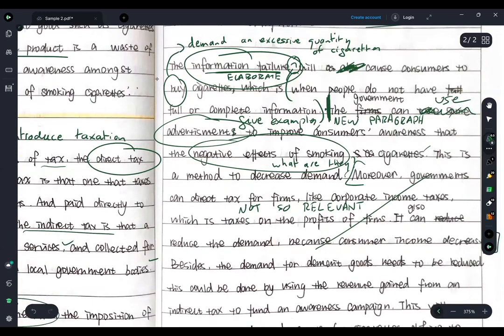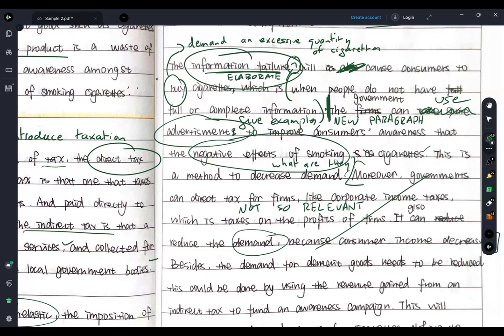I thought the student was going to talk about income tax for consumers, but that's not even the case. It's like corporate tax for businesses. So, okay, this might reduce their profit, so they would reduce the demand. Do firms demand cigarettes? So that doesn't make any sense. On the other hand, you could say that, okay, if we increase income tax, consumers have less income and therefore they buy less cigarettes. Yes, but that doesn't really fix the problem.